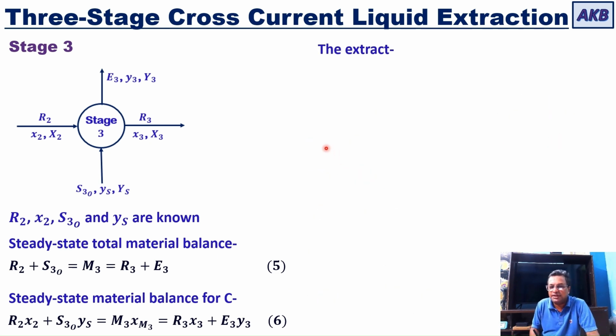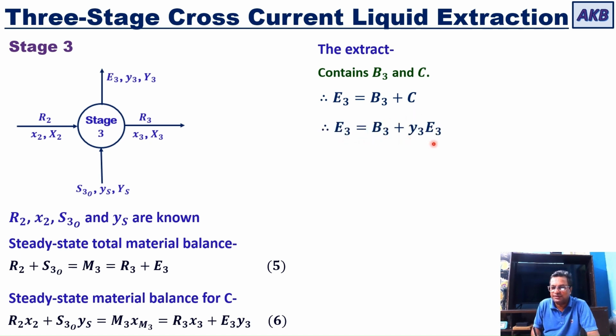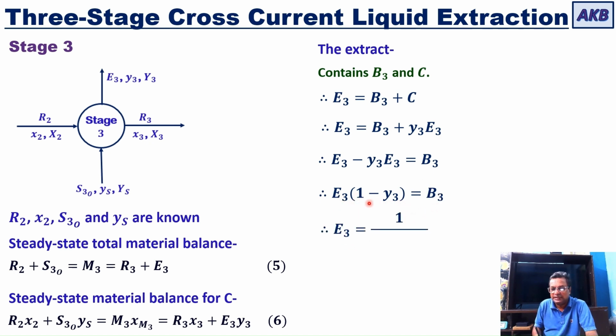Now let us look at the extract phase. Extract phase contains B3 and C in it. That is E3 is equal to B3 plus C. That is E3 is equal to B3 plus y3 into E3, because C is y3 into E3 in the extract phase. Then if this term is brought on this side, it will be E3 minus y3 into E3, that is equal to B3. Then E3 can be taken out as a common term. So E3 into 1 minus y3 is equal to B3. This term is brought on this side. It will be E3 is equal to 1 upon 1 minus y3 into B3. Then I'll multiply with y3 on both sides.